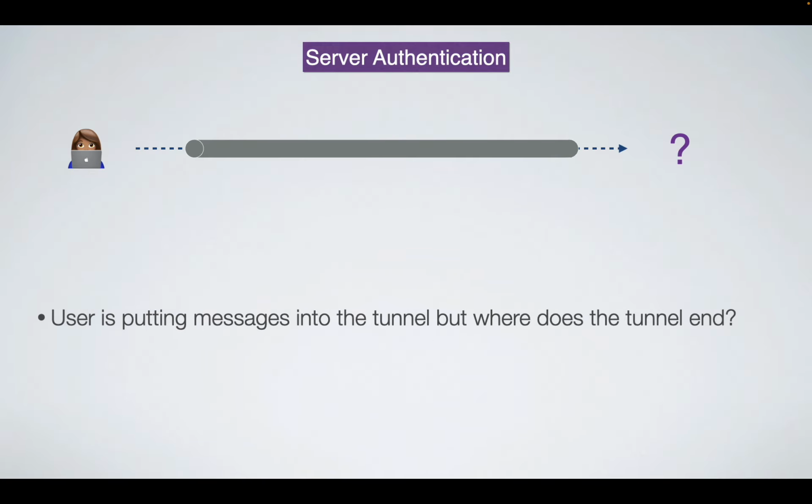Okay, so from the user perspective, the client, the browser or operating system, all your computer knows is that you're dropping packets into a tunnel, right? But you have no idea where the tunnel ends. Does the tunnel end at the Wi-Fi router? Does the tunnel end at a completely different person? Does the tunnel end before it even leaves your computer? These are all possibilities.